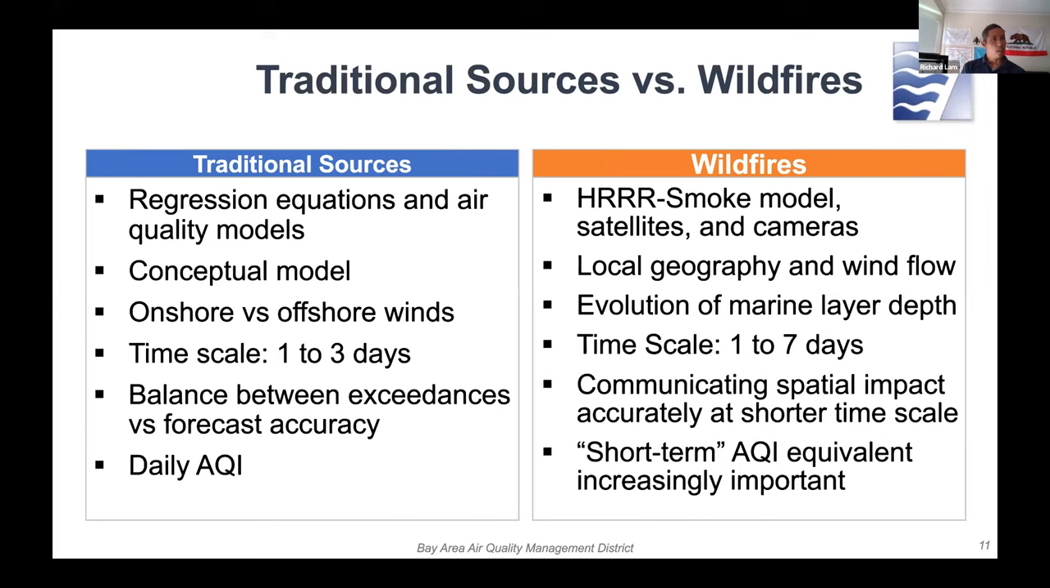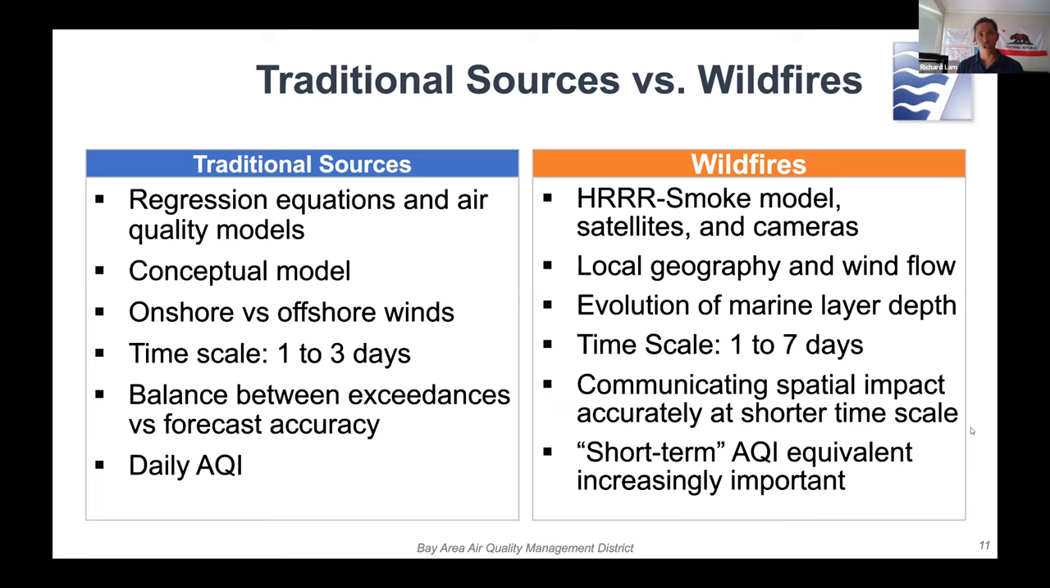Let's see. Traditionally, we are just focusing on ozone and PM2.5, and we have a scale of 1 to 3 days of how high those get. But now wildfire is getting more and more frequent, and especially since 2018 with the Camp Fire, we almost have a big wildfire every single year. And that changed the equation, how we work.